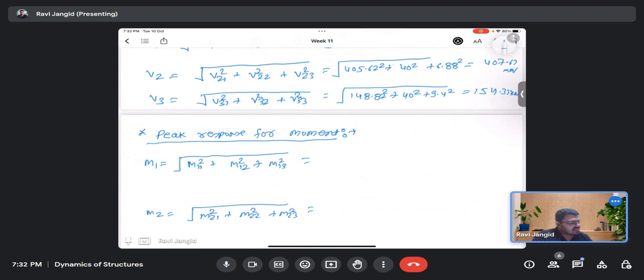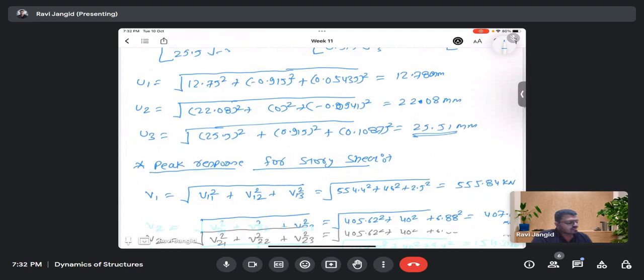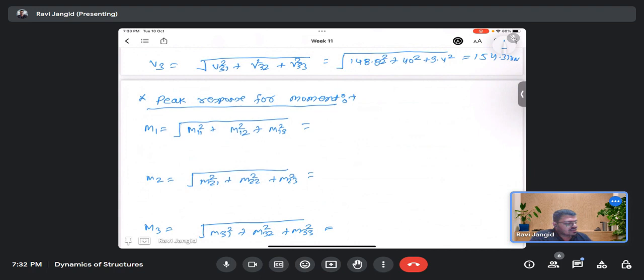If the question asks what is the displacement at the first degree of freedom, then you have to add the total directly, which is what we have done. If we ask for peak displacement, then you can calculate using SRSS or CQC. Okay, I'm getting it. So then M1, M2, M3, you will get.